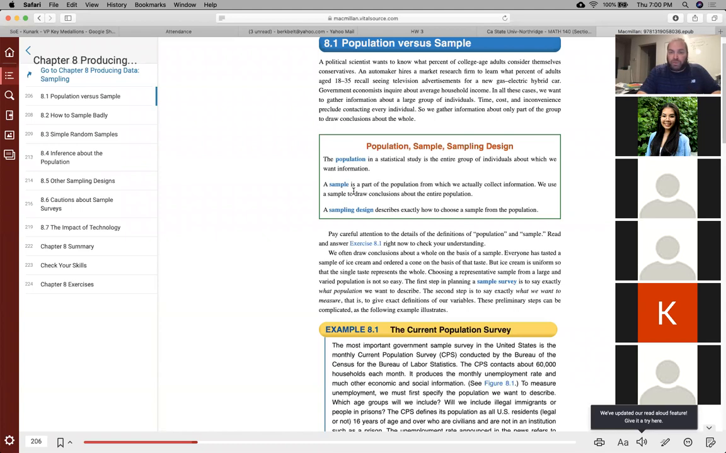Now, the method by which I sample, there are many different ways you can sample. It's called a sampling design. The sampling design is the method by which you get your sample. A sampling design describes exactly how to choose a sample from the population. In this chapter, we're going to learn four, maybe five different methods by which you can take a sample, but that's what's called the sampling design. Make sense so far? Any questions?